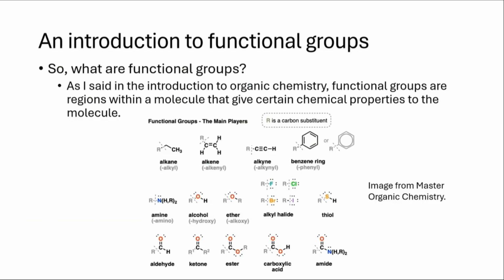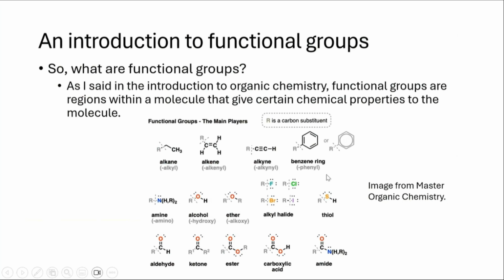Now, let me give you an introduction to functional groups. As I said in the beginning, functional groups are sections within an organic molecule that give certain chemical properties. Right here are a bunch of functional groups. I got this image from Master Organic Chemistry, which is a great website. I recommend trying it out. You have stuff like an alkane, which is just a hydrocarbon with single bonds. Alkene has a double bond. Alkyne has a triple bond.